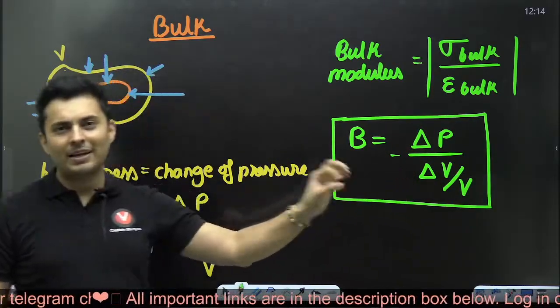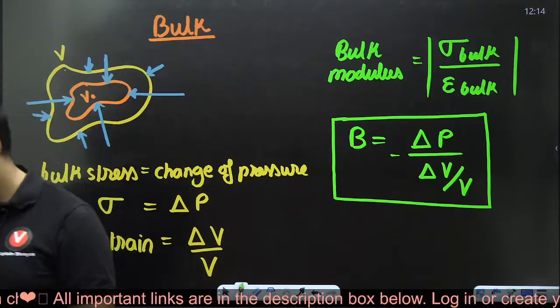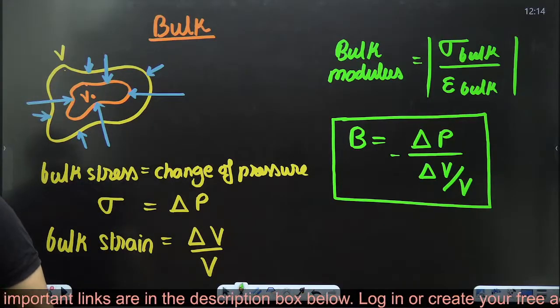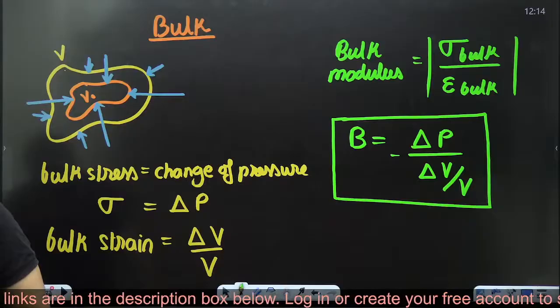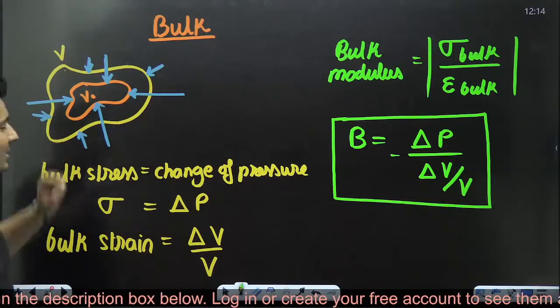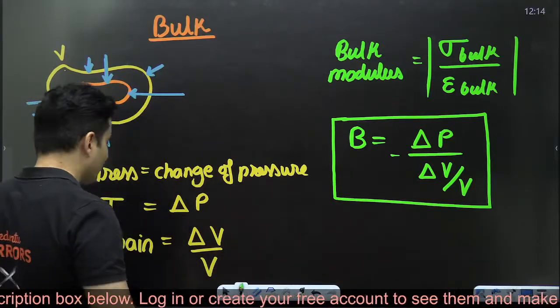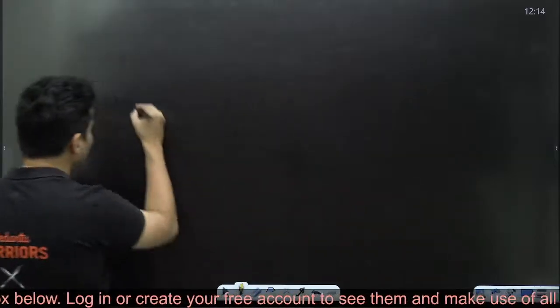So you multiply by negative to make it positive. Very good. That's why I gave this diagram. Just think of it this way.